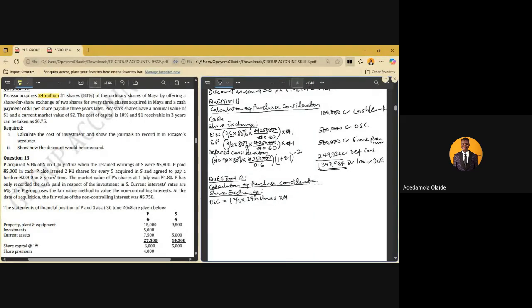multiplied by what? Multiplied by $1, because they told us the nominal value of their shares is what? Is $1.